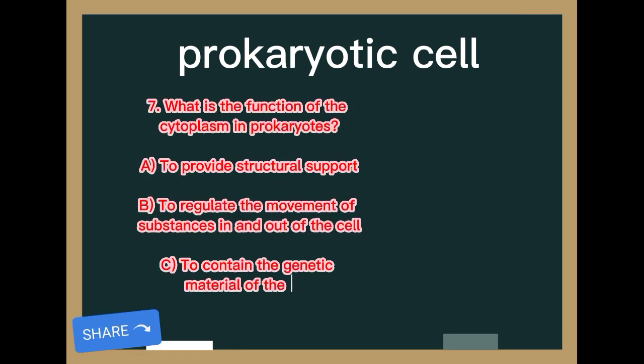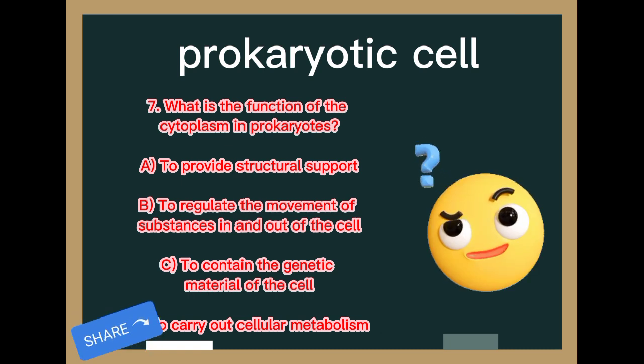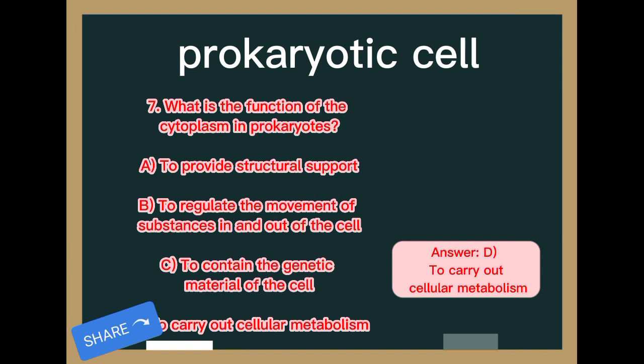7. What is the function of the cytoplasm in prokaryotes? A. To provide structural support. B. To regulate the movement of substances in and out of the cell. C. To contain the genetic material of the cell. D. To carry out cellular metabolism. Answer: D. To carry out cellular metabolism.